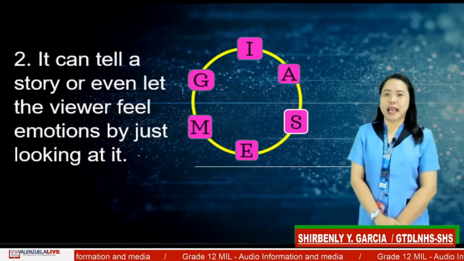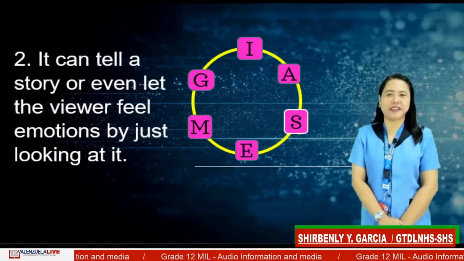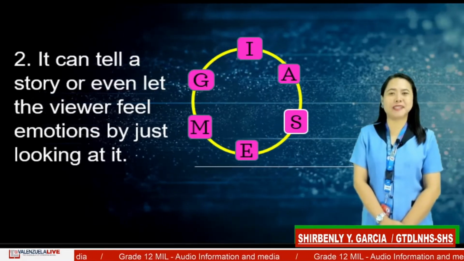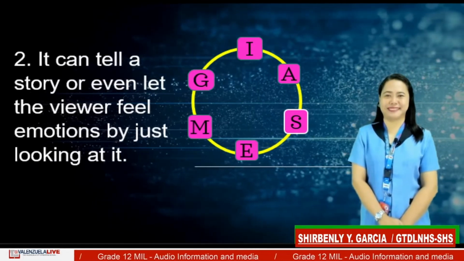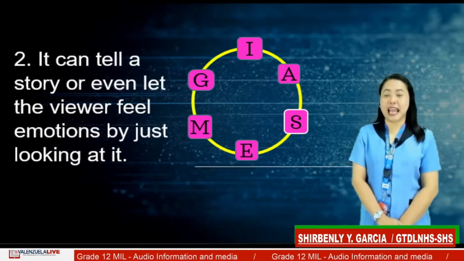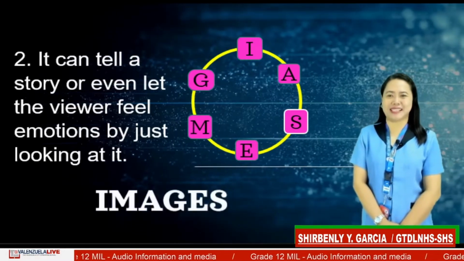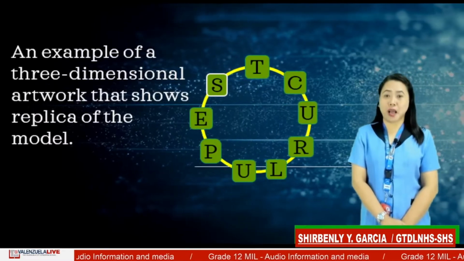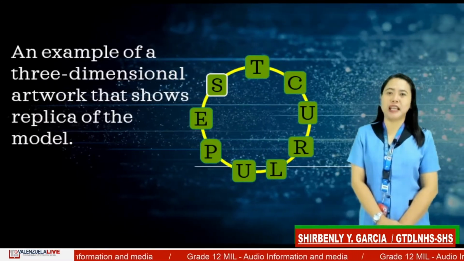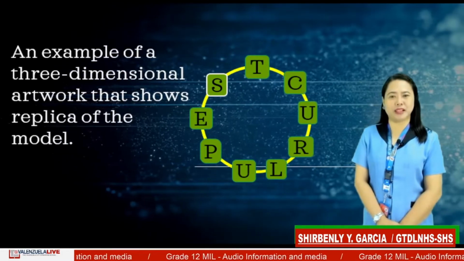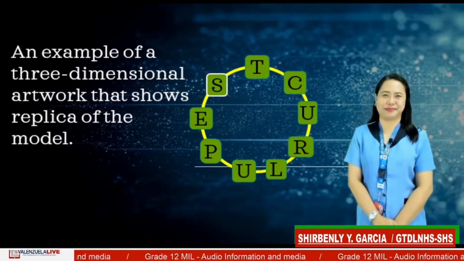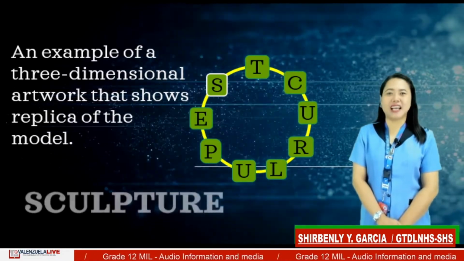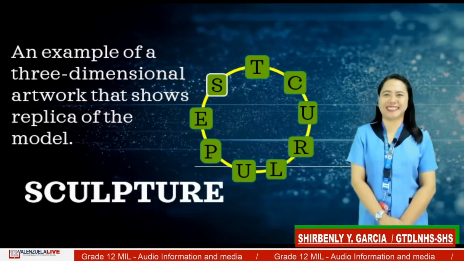Number 2, it can tell a story or even let the viewer feel emotions by just looking at it. Your time starts now. The answer is images. You got it. Number 3, an example of three-dimensional artwork that shows replica of the model. Your time starts now. The answer is sculpture. You're doing great.